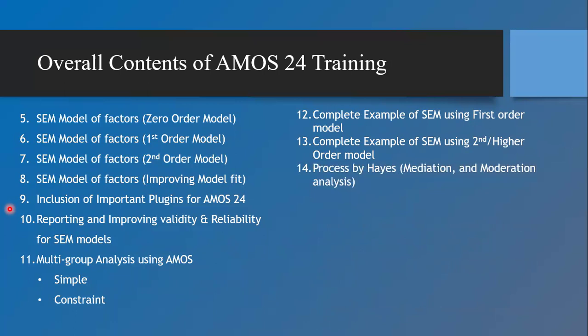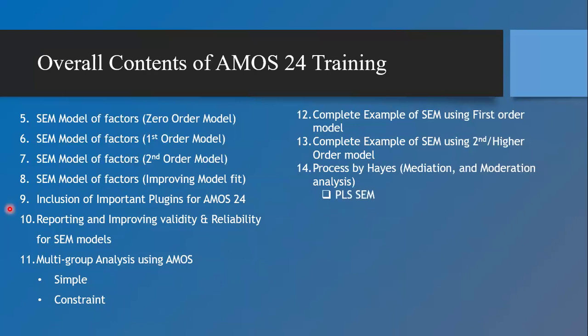Then I will let you know the process by case like mediation and moderation using AMOS 24. Although that process is basically required in SPSS, I will let you know how the same process is applied using AMOS 24. But here there is no separate command or extension required. You just need to graph out whether you want to mediate or moderate the relationship using process by case, and then you can run the estimates using these processes.